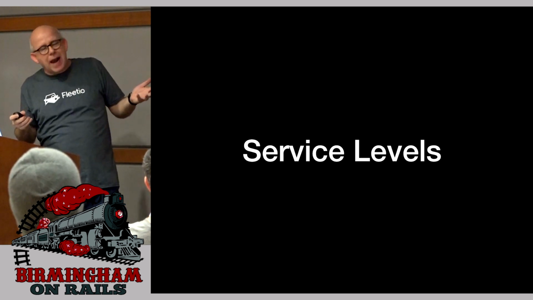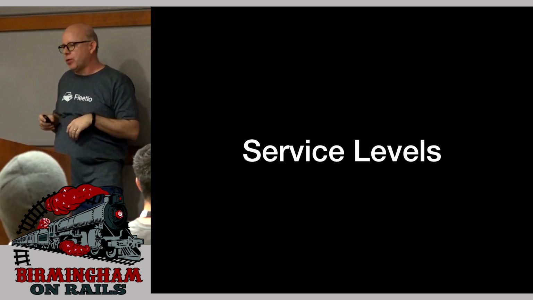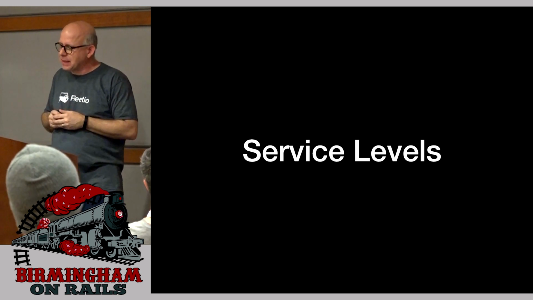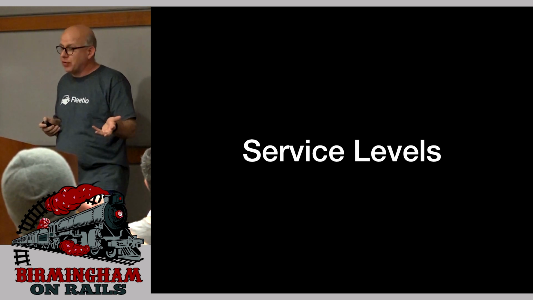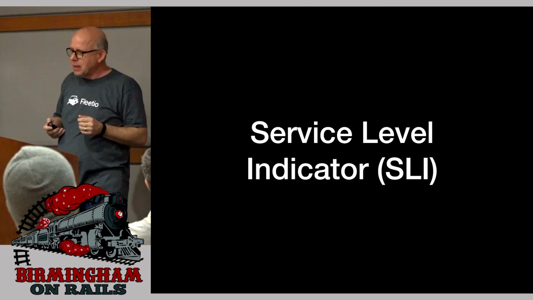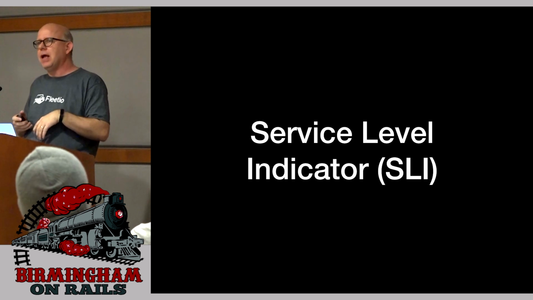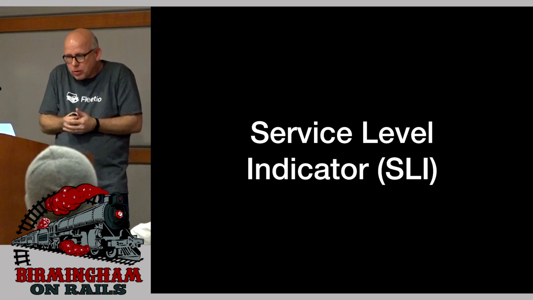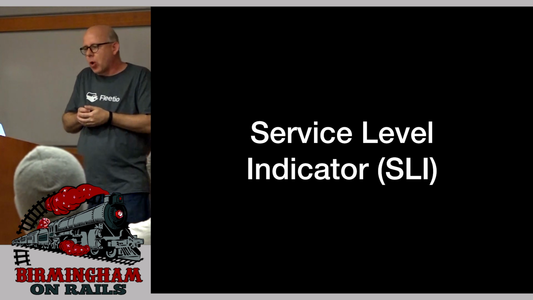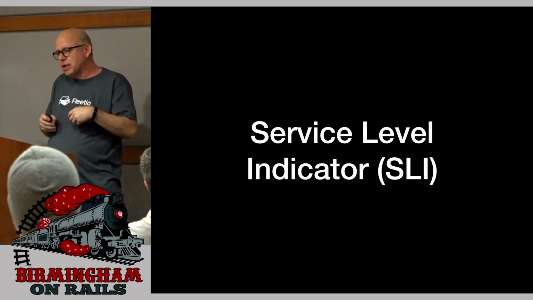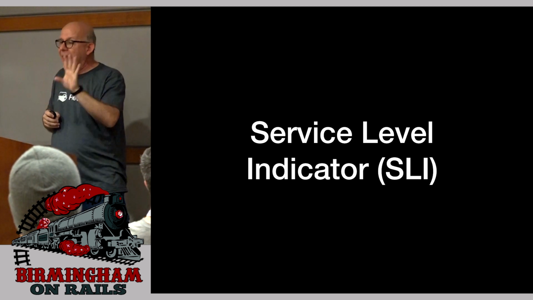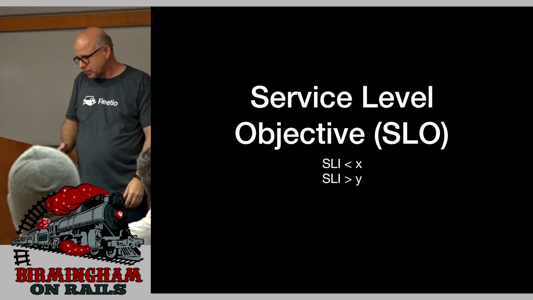Now, when we're talking about the reliability of our application, we're thinking about service levels. And oftentimes we're familiar with this idea of an SLA, a service level agreement. But SLAs are really built on some other building blocks. The first one is a service level indicator. These are the actual metrics that we're recording. We're recording how fast a response was. We're recording what the availability of our site is. These are the things that indicate what level of service we actually have right now.